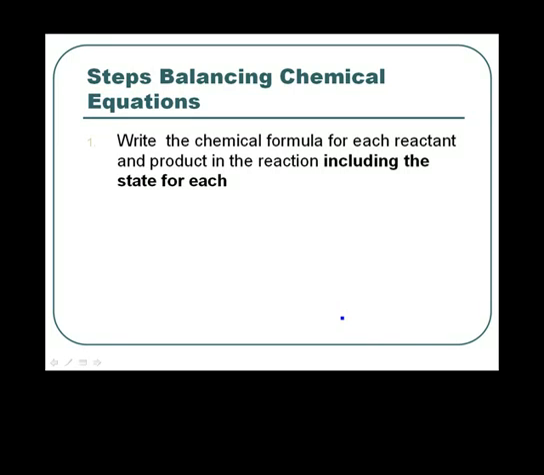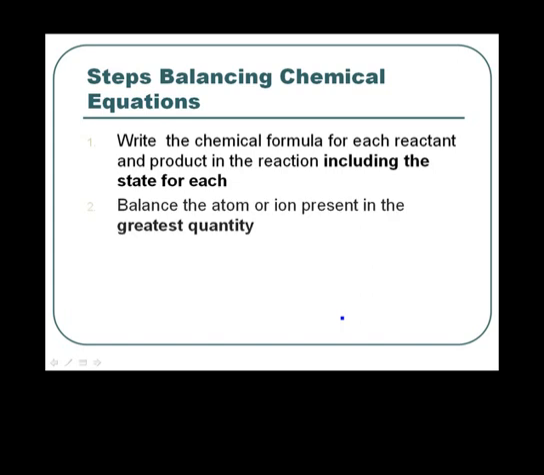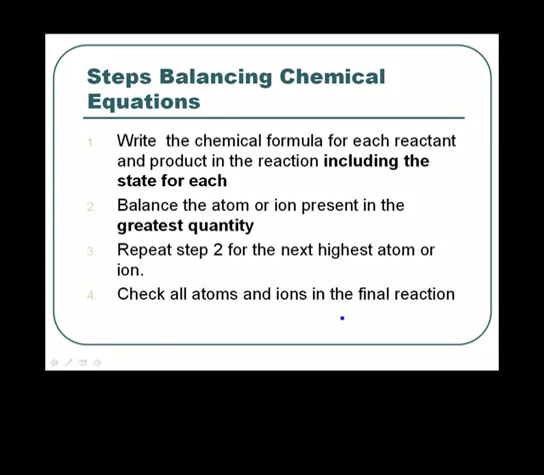So, the first thing we need to do when we balance our chemical reactions is we write down the chemical formula of each reactant and product, including the state for each. And then the easiest way to go through it, it doesn't always work, but 99% of the time it does, you balance the atom or ion that's present in greatest quantity. And then you balance the atom or ion that's in the next greatest quantity, and so on. Then double check and make sure that everything's balanced. So you're going to check to make sure that the numbers you put in there actually balance the reaction.